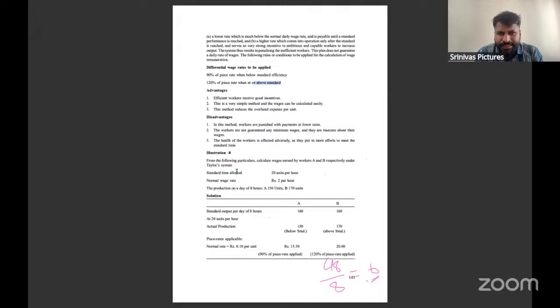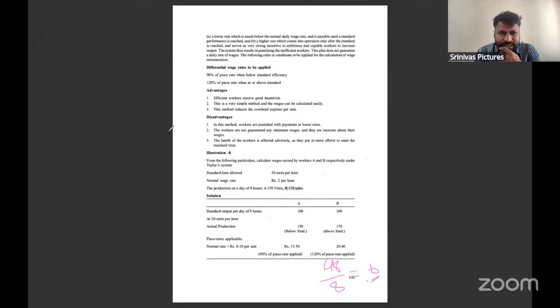From the following particulars, calculate the wages earned by the workers A and B respectively under the Taylor rate system. Standard time allowed is 20 units per hour and normal wage rate is 2 rupees per hour. The production in a day of 8 hours is 150 units by A and 170 units by B. So here, instead of explaining the solution, I need to explain the problem first.